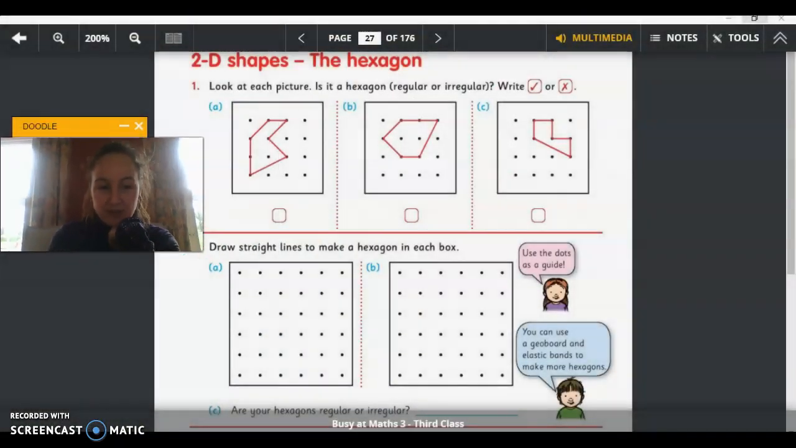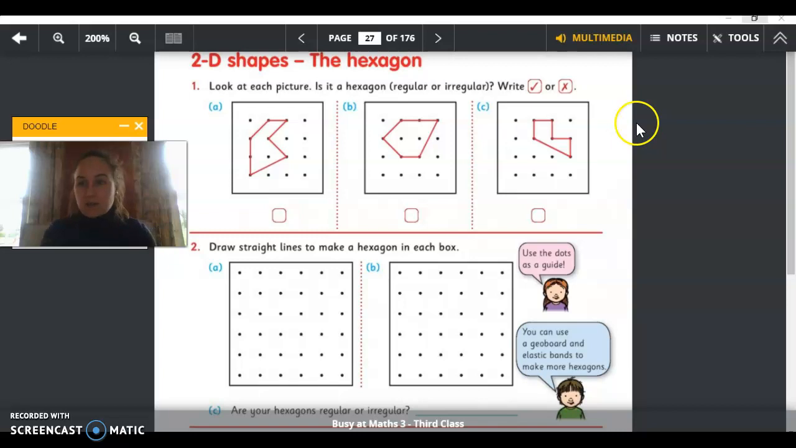Just going to go through your maths for today. So we're looking at this page 27 and we're looking at the hexagon. So a hexagon is any shape with 6 sides. These are irregular hexagons because their sides are not all the same length.